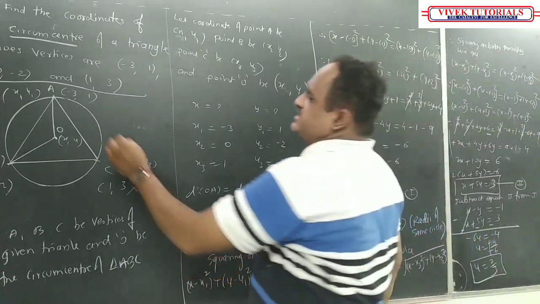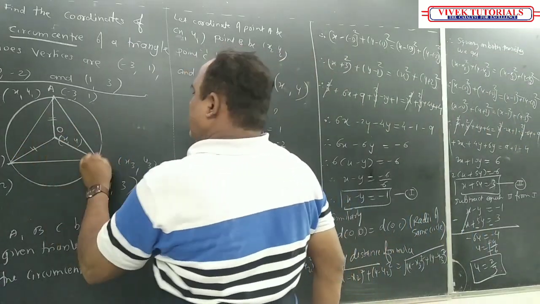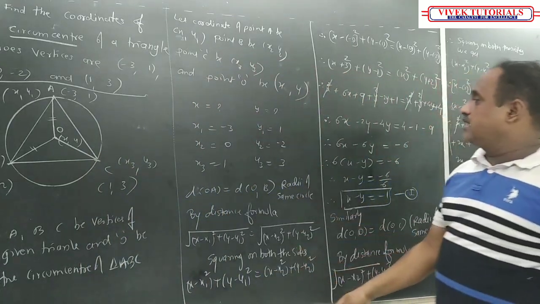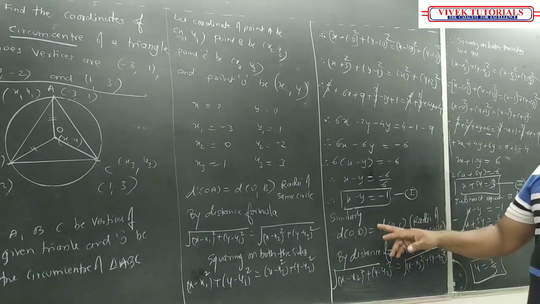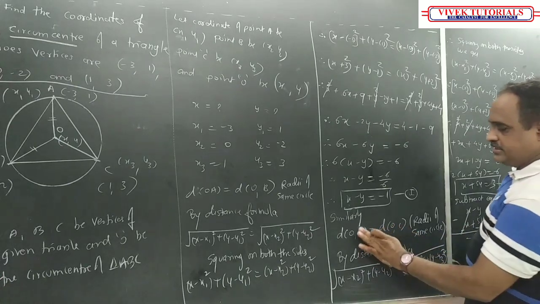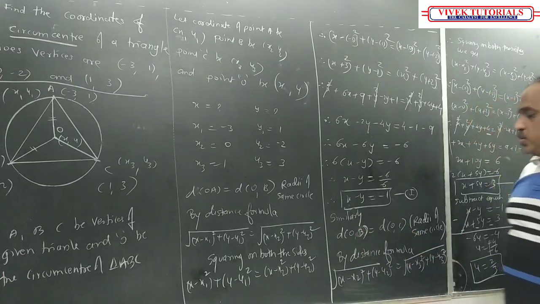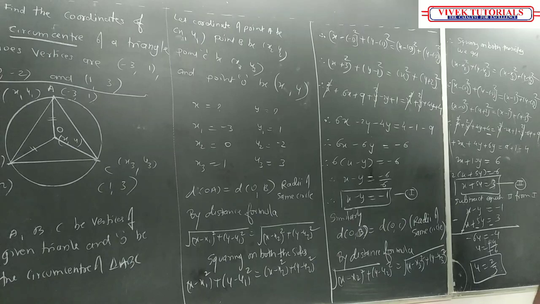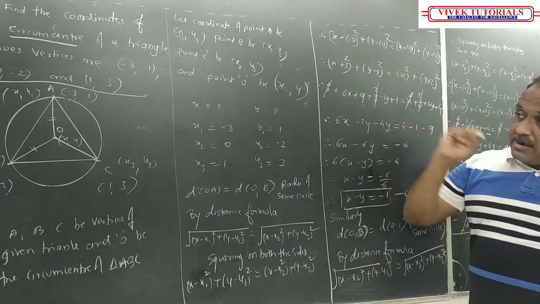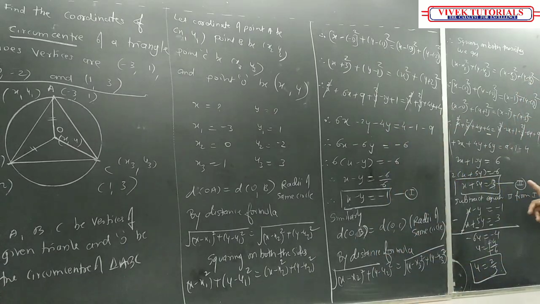But I know that this distance is equal to this distance. This one is the radius of the same circle. We got equation 1. Then we take OB and OC, distance OB and distance OC. You can take OA and OB, OC also. But where 0 is there, our calculation becomes easier. That is why we take OB, in OB one part is 0. So I got this second equation. Now we have to solve equations 1 and 2. We got the value of y. That we are going to put in equation 1 or 2, and we'll get the coordinate of the circumcenter.